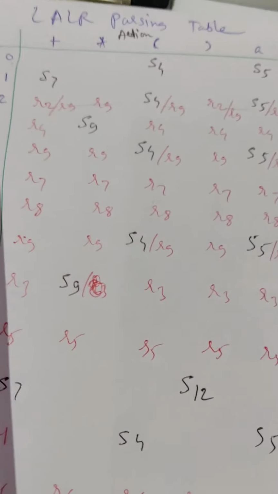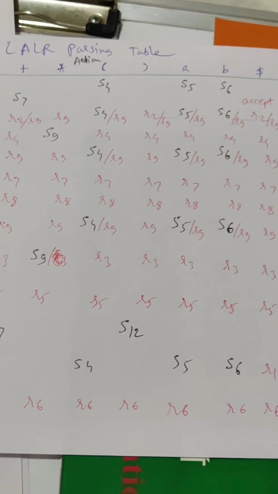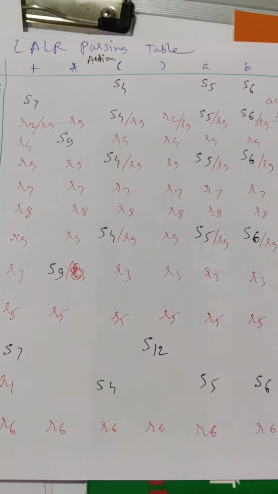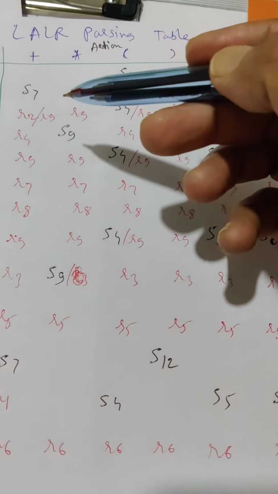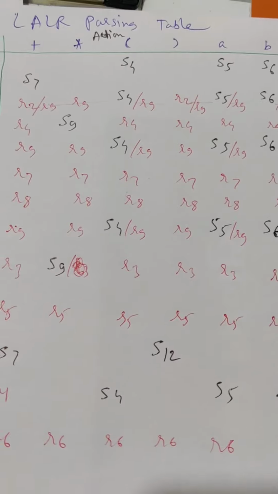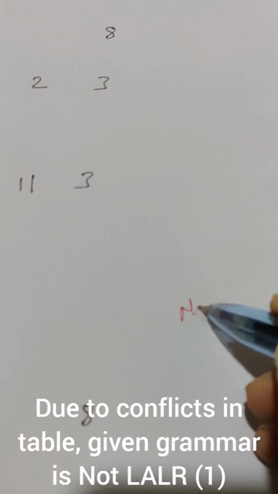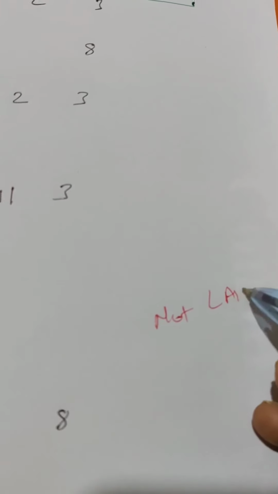Done. So we can see here these are our reduce entries, and as you can see in the action part, there are so many conflicts. There are shift reduce conflicts and reduce reduce conflicts. Maybe it's probably because of the grammar. So the given grammar is not LALR1. Okay, it is not LALR1.